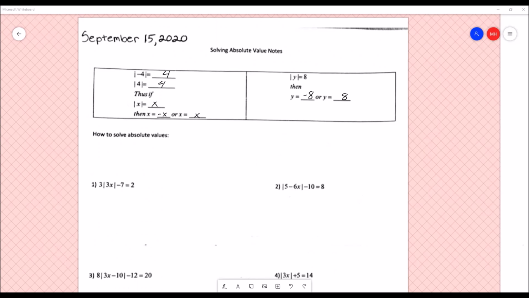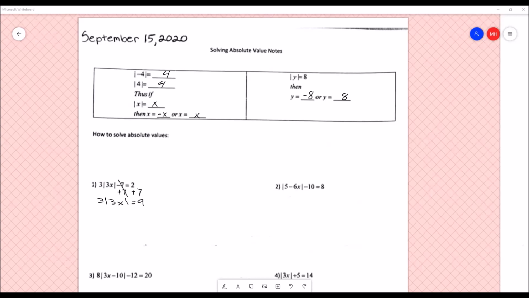We're going to start with example 1, which has 3 times the absolute value of 3x minus 7 equals 2. Trying to get the absolute value by itself, so the first thing I would do is add 7 to both sides. The positive and -7 cancel out. I'm left with 3 times the absolute value of 3x equals my 2 plus 7 gives me a positive 9.